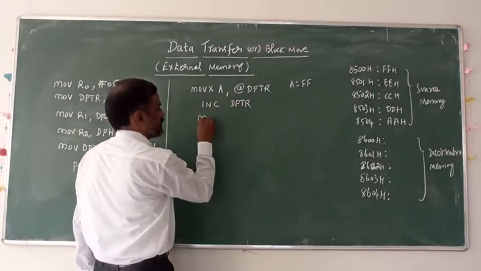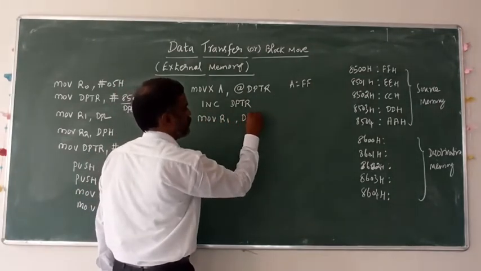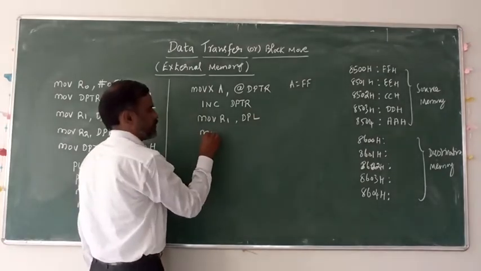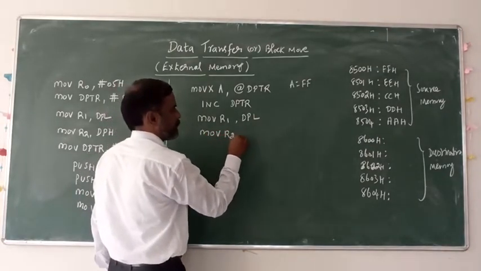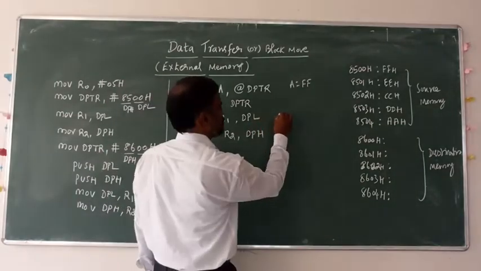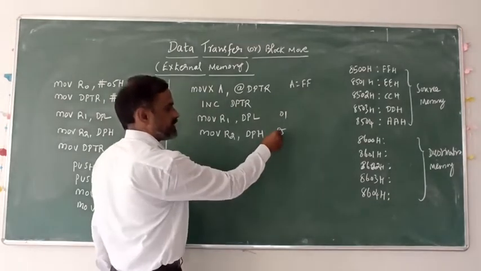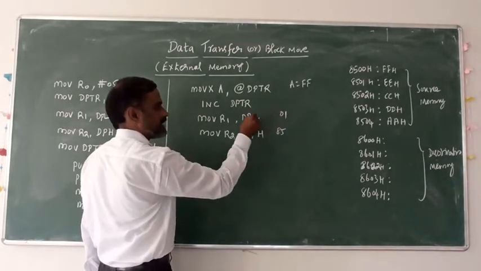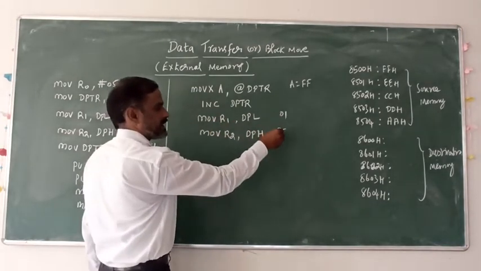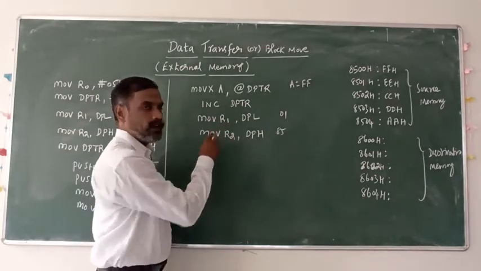Now the address to move temporarily, again the same procedure. MOV R1, DPL, MOV R2, DPH. Now the address, this is for 8501 and this is for 85. The 01 address is moved to R1 and the 85 address is moved to R2. Now the address is available in R1 and R2.